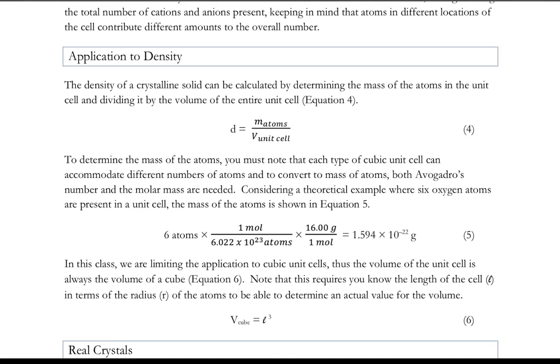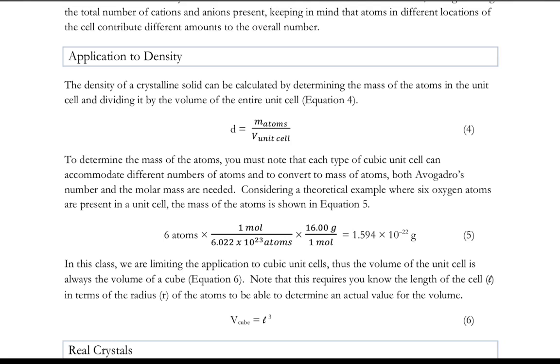To determine the mass of the atoms, you must note that each type of cubic unit cell can accommodate different numbers of atoms. So we will see, as is described in the chapter 10 lecture handout, that when we have simple cubic, we have the equivalent of 1 atom per cell. When we have face-centered cubic, we have the equivalent of 4 atoms per cell. And when we have body-centered cubic, we have the equivalent of 2 atoms per cell.